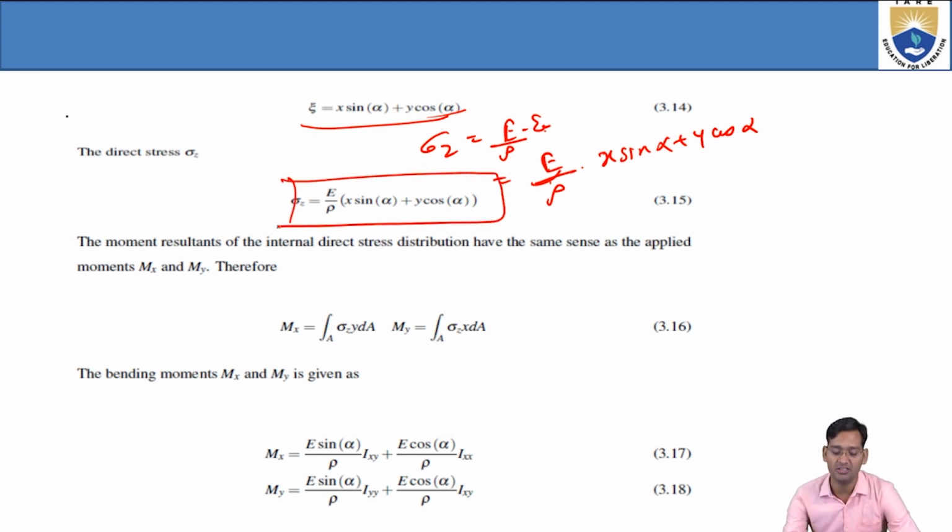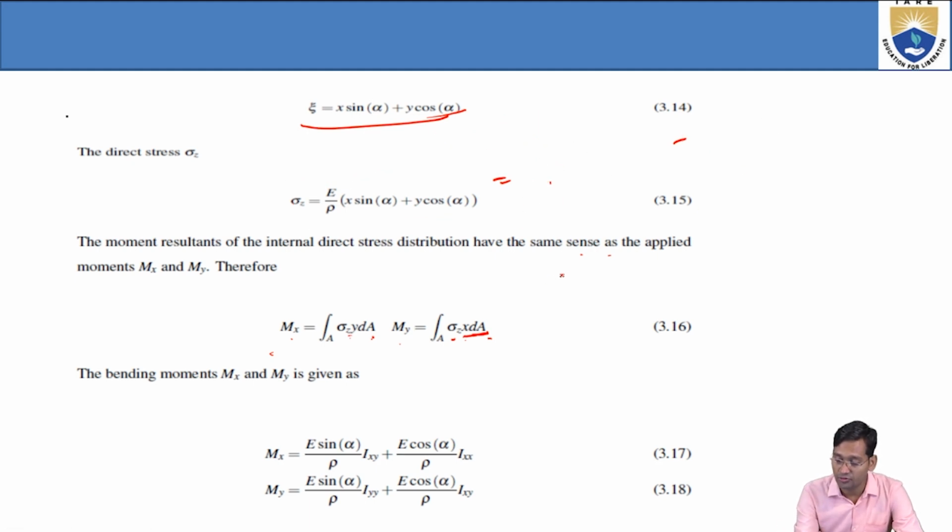The moment resultants of the internal direct stress distribution have the same sense as the applied moments Mx and My. So Mx will equal the integral of sigma z y dA, and My will be the integral of sigma z x dA, because along the x-axis, y dA is the area element, and along the y-axis, x dA is. Now just substitute the value of sigma z and integrate. First we are solving for Mx.